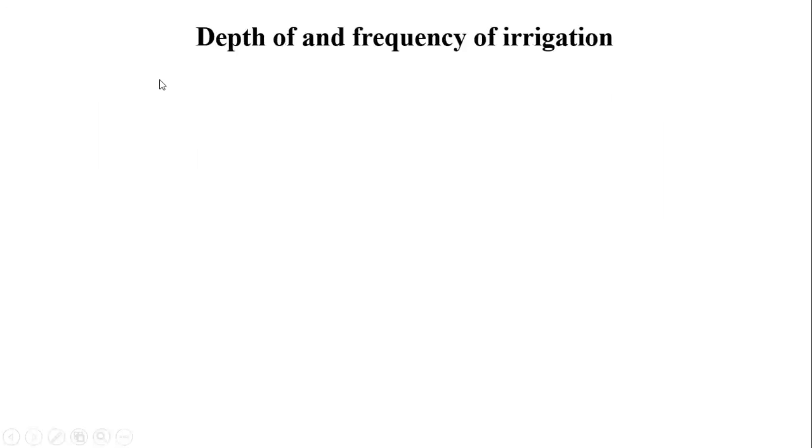Isn't it? Now, the depth and frequency of the irrigation. Now, up to what depth should we irrigate, and after how many days should we irrigate? Up to what depth do we have to go for irrigation? What does depth mean? Depth means the water which we are going to add in the soil, up to what depth that water is going to reach.